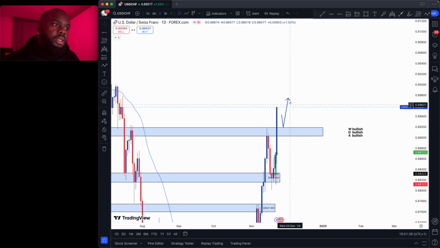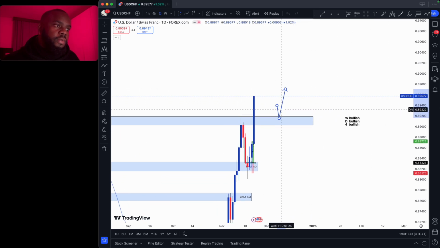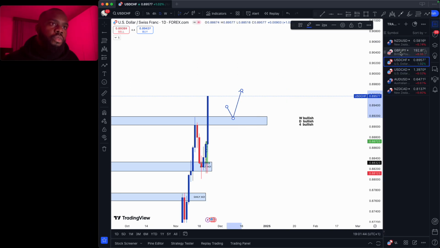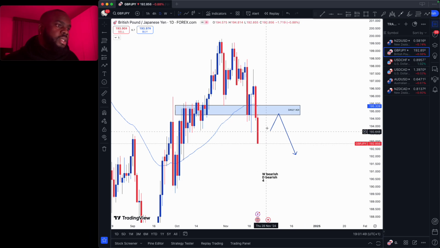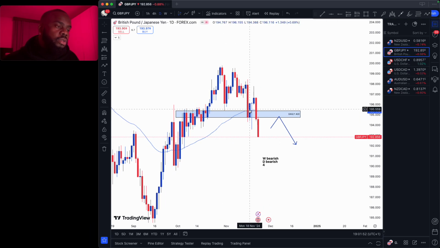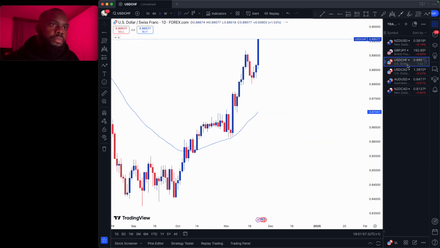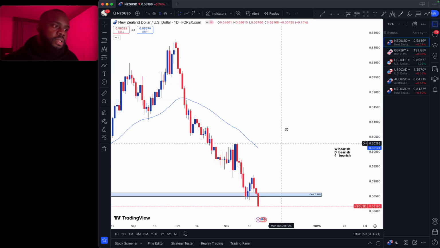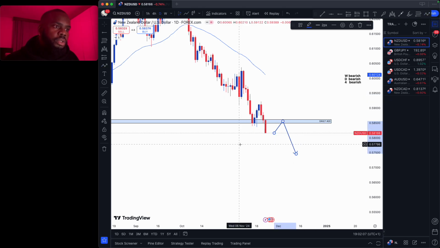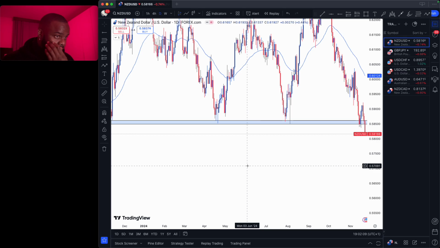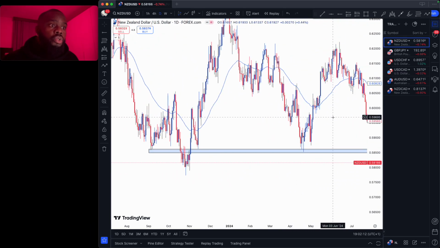Go to the daily candle. USDCHF is going to be a buy, anticipating buys with the price action. Then GBPJPY is going for a sell because of price closing below market structure. Then NZDUSD is also going to be a sell because of price closing below structure. That is it.